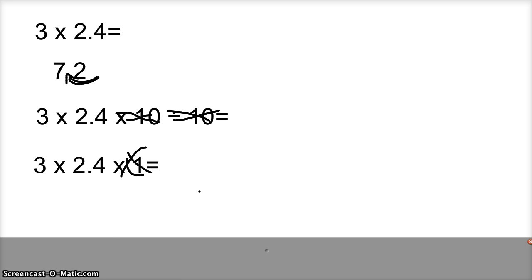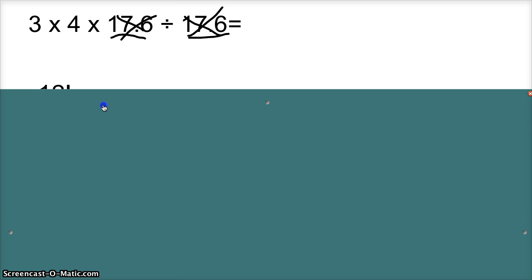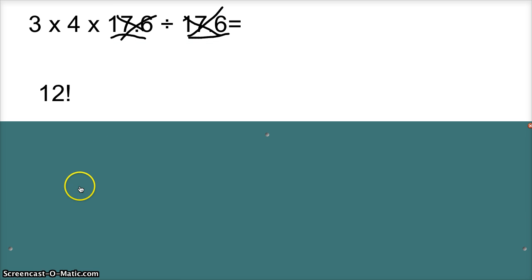So crossing that out. Okay, let's do one more. Okay, let's do 3 times 4 times 17.6 divided by 17.6. I'll give you some time to work this one out. Okay, hopefully you noticed this is the same as this. So even though they're bigger numbers than 10, since they're the same, times and divided by cancels it out. So really the answer is just 12. All right, that's it for your fluency today. I hope you did well.